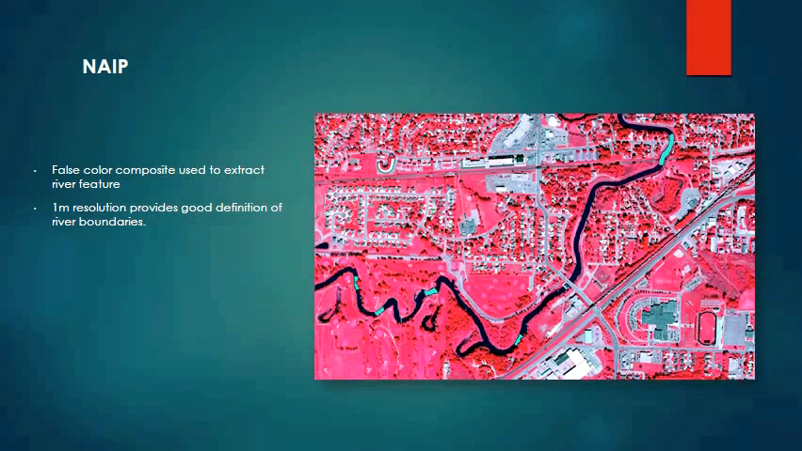This is the NAIP dataset that was extracted from the image service. I created a false color composite using the infrared band, and it highlights the water clearly and the river extent very clearly. I created training sites that bordered the boundaries of the river extent so that it could be more clearly defined.